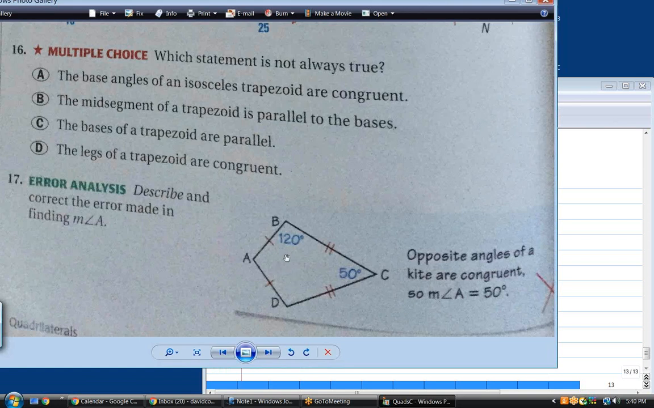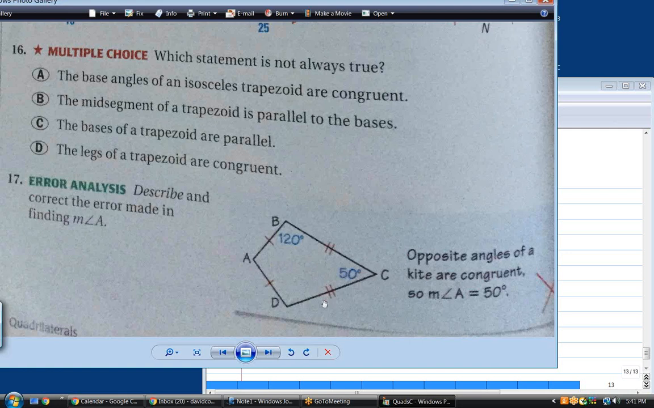Describe and correct the error made in finding angle A. He says that opposite angles of a kite are congruent, therefore angle A must be 50 degrees. Is that true? Are opposite angles of a kite congruent? No, it's not always true. One pair of opposite angles are always congruent, but not two pairs. It's true for this pair here, but not this pair here.